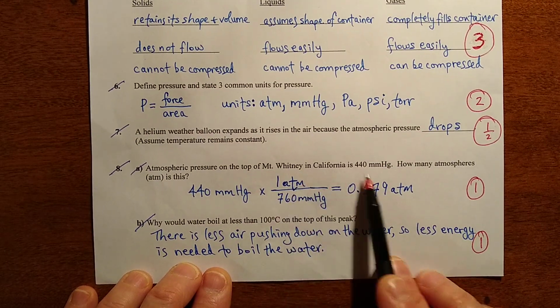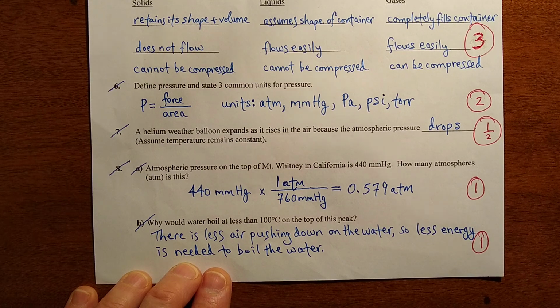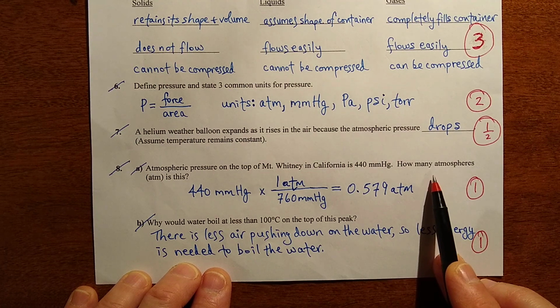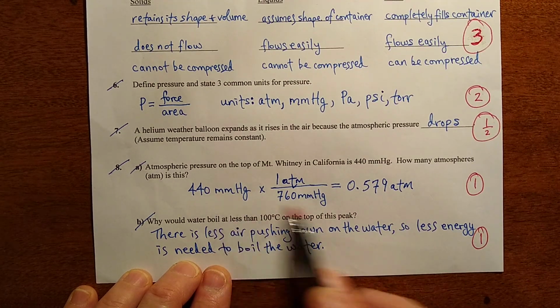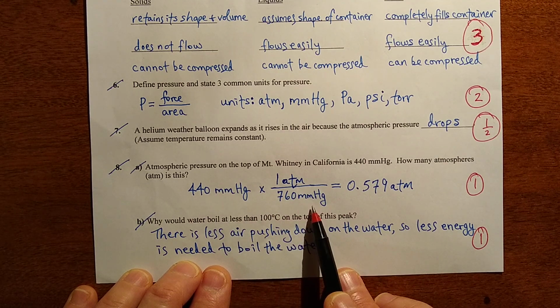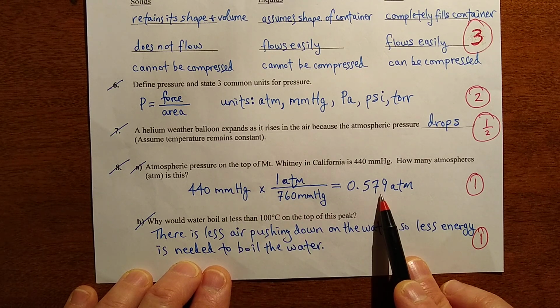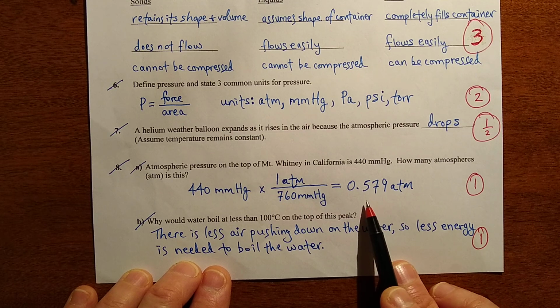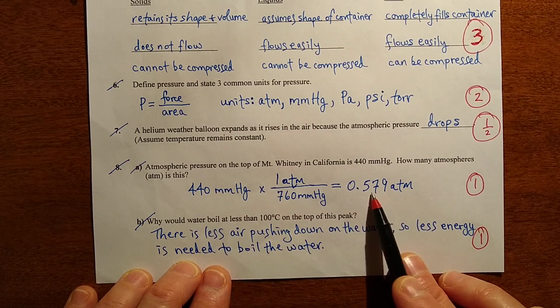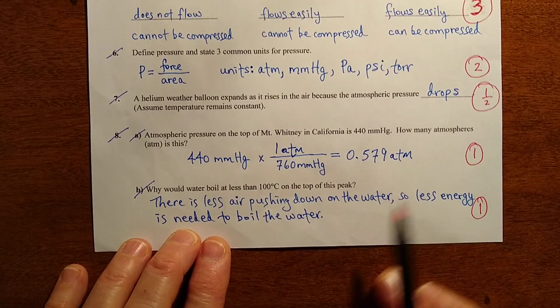Atmospheric pressure on the top of Mount Whitney is about 440 millimeters of mercury, so that's much less than atmospheric pressure. How many atmospheres is this? I wanted to see something like this, where you divide that by the definition of an atmosphere being 760 millimeters of mercury, so it's a little more than half an atmosphere. 0.579 atmospheres, or since this only has 2 sig figs, 0.58 atmospheres would be the correct answer as well.